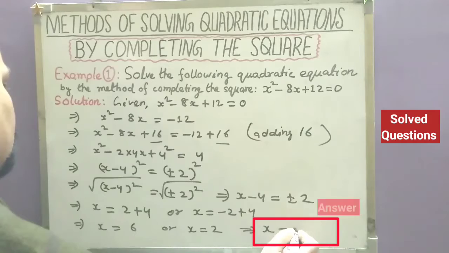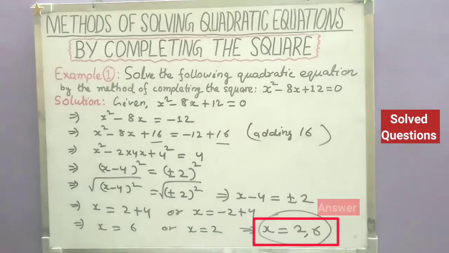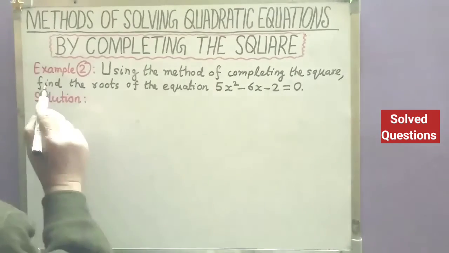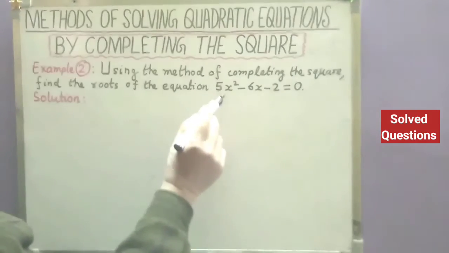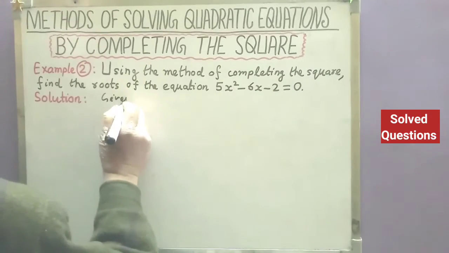Thus, 2, 6 are the values of x. That's the answer. Example 2. Find the roots of the equation 5x square minus 6x minus 2 equal to 0 by the method of completing the square. Now let's solve this question.